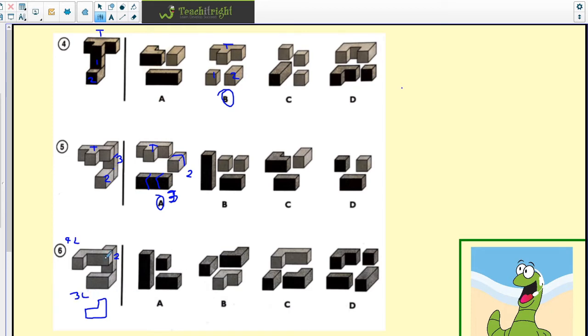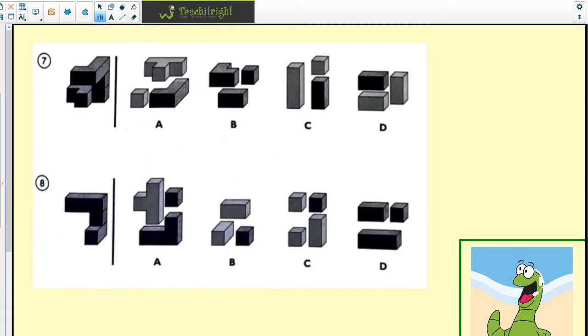So let's run through. I'm going to look for my 4L straight away. Well, the only one with a 4L is C, and let's just check, there's the 2, so I've got my 4L, my 2, and my 3L. So now I'm happy that C is the answer. Let's move on to the next page.